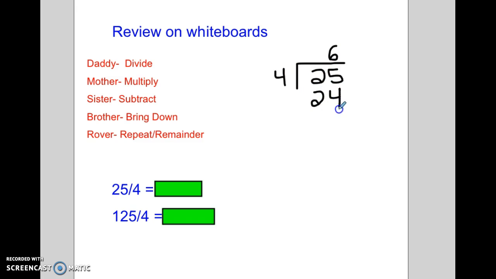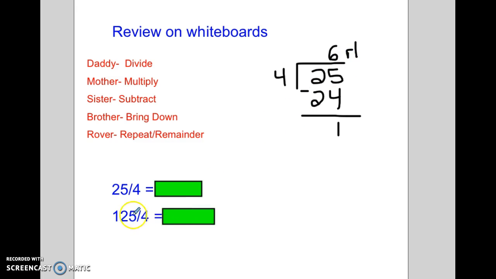4 times 6 is 24. And then I can move on to the sister subtract phase. So I'm going to hit subtract. And 5 minus 4 is 1. 2 minus 2 is 0. And then I'm going to go to the bring down phase. But there's nothing to bring down, right? So then I can't repeat because there was nothing to bring down. I have a remainder. I have a 6 remainder of 1.